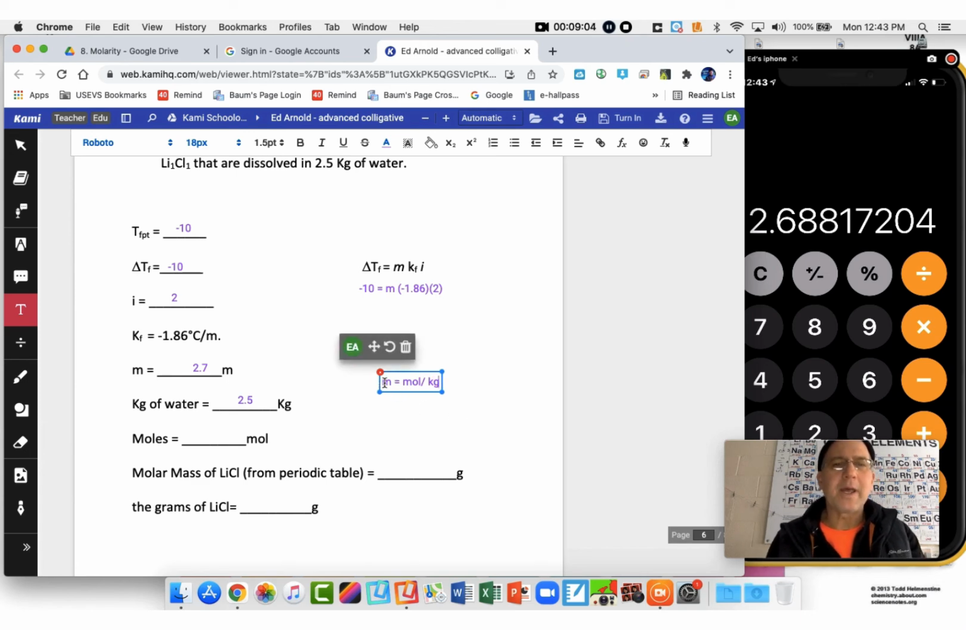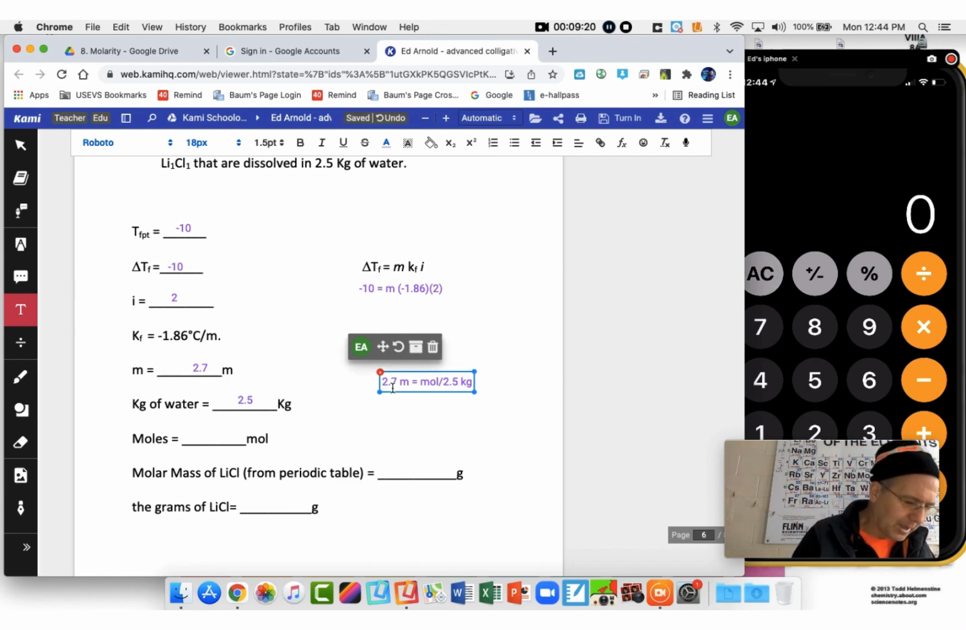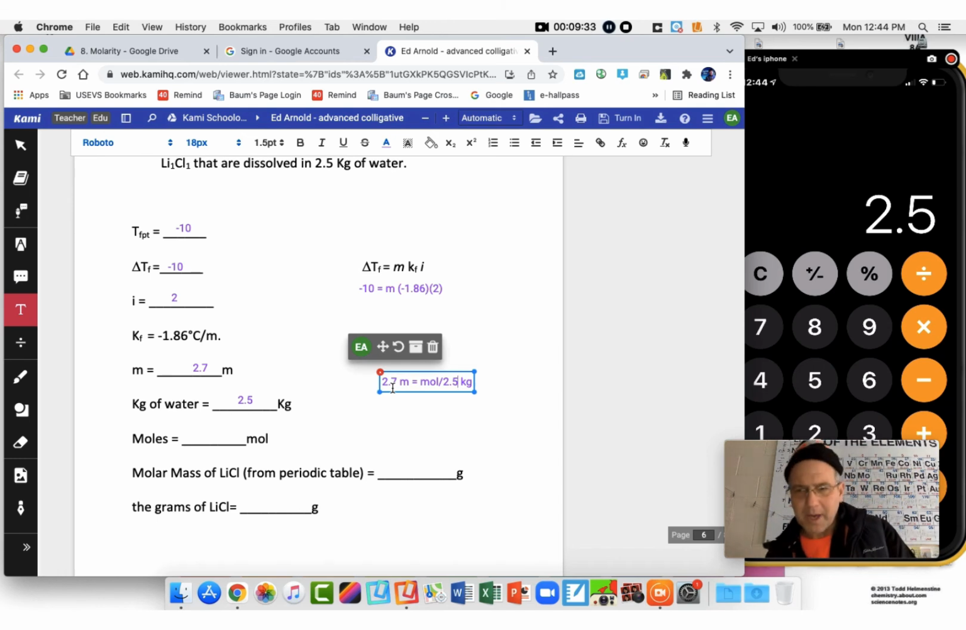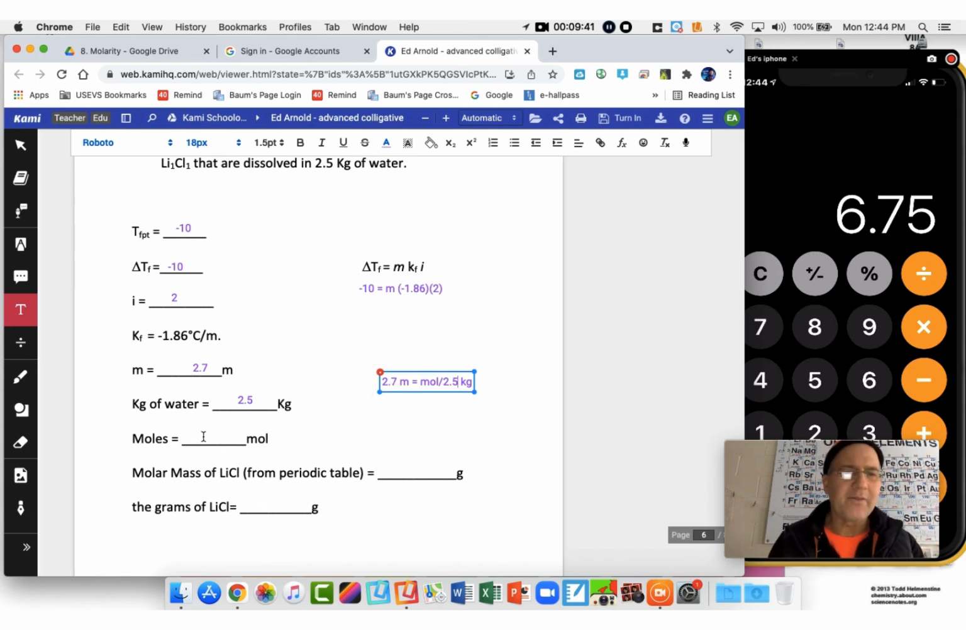Little m equals moles divided by kilograms. Let's put our numbers in the right spots. This time we have little m, which is 2.7, and we have kilograms, which is 2.5. We're solving for moles, so take the opposite side first. 2.7 times 2.5, because 2.5 is on the bottom of the fraction on the same side as what we're trying to solve for, so we move it to the other side and to the top, equals 6.75 moles.